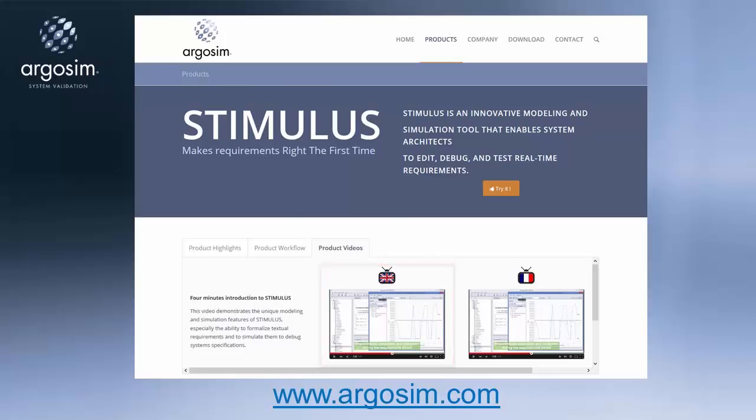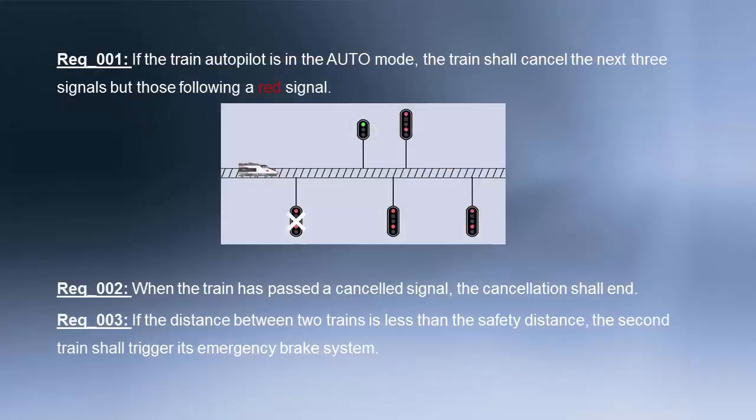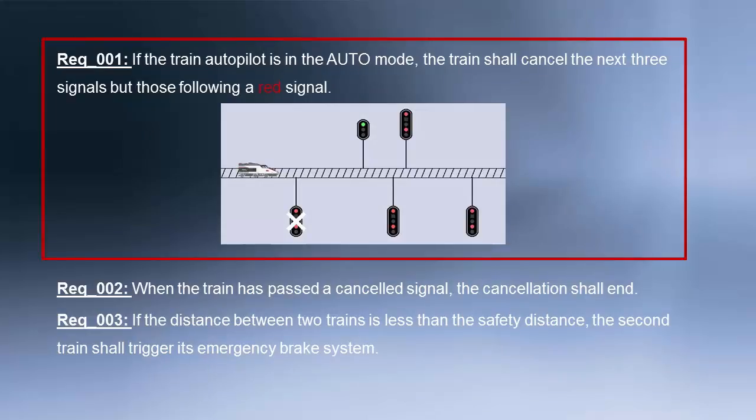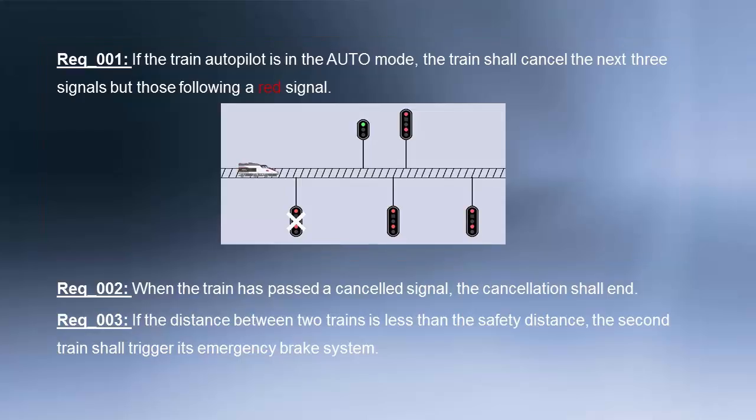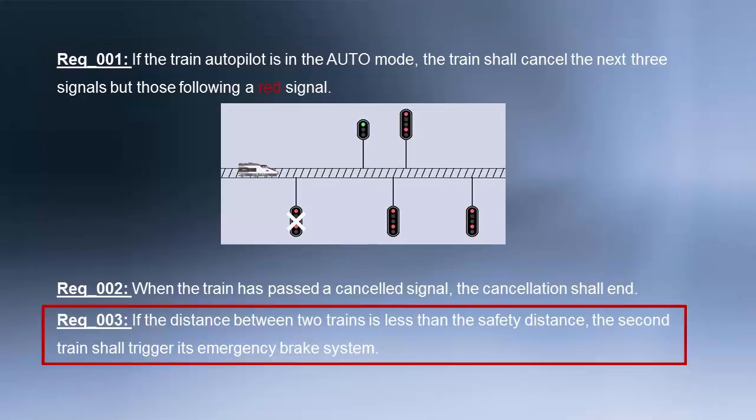We will use train signaling as an example and look at two requirements. The first is the requirement for cancelling signals in front of the train. Up to 3 signals can be cancelled, except those after a red or stop signal. The other requirement covers the emergency brake, which is triggered if a train gets too close to the preceding one.